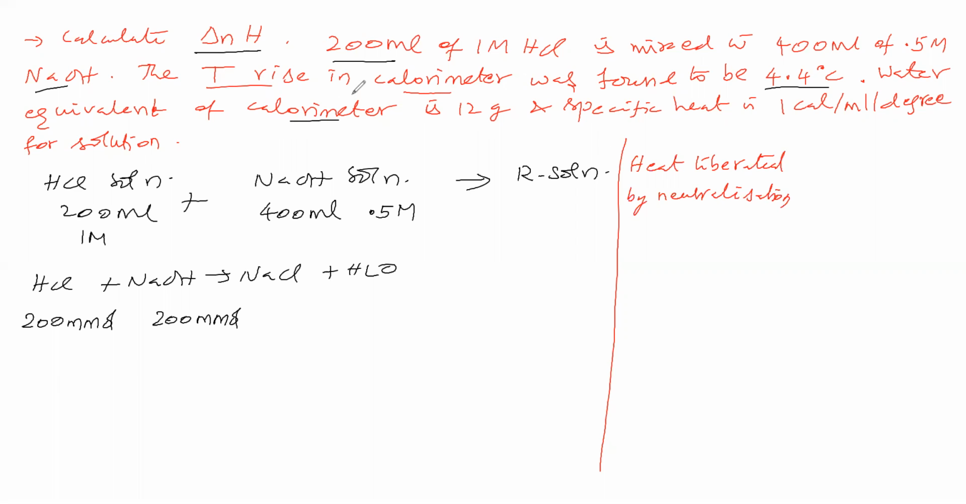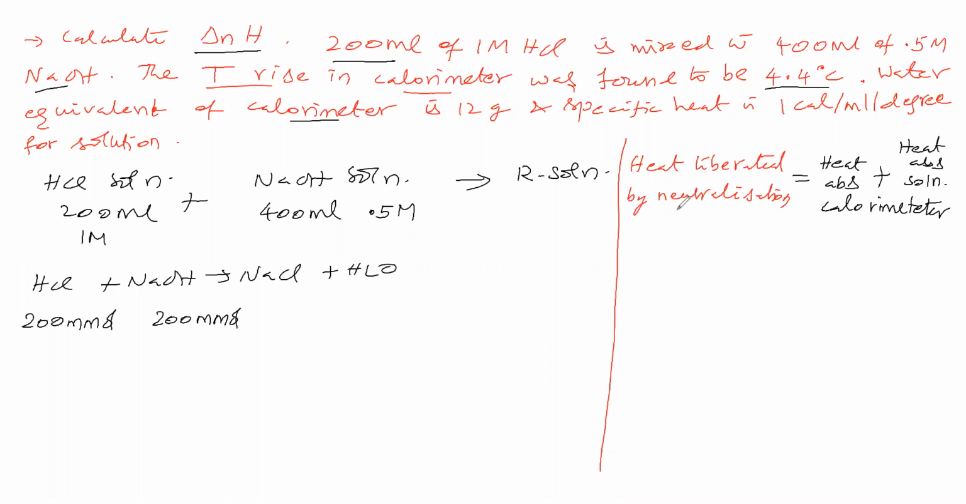So now we will say that this neutralization reaction liberates heat. That heat is absorbed by this calorimeter and the solution. Therefore, we can say the heat liberated by neutralization, and the heat absorbed by calorimeter, and heat absorbed by solution, we will take. The sum of these two is equal to this.